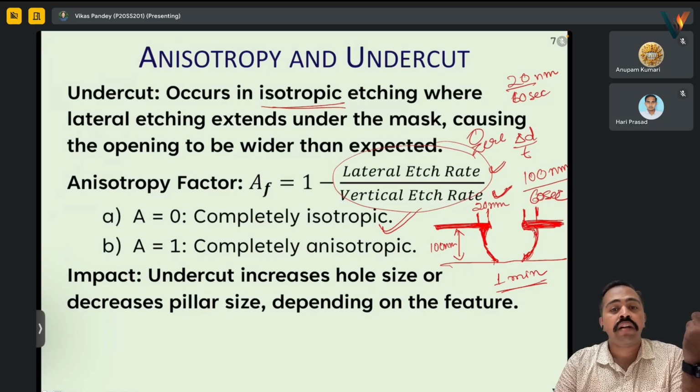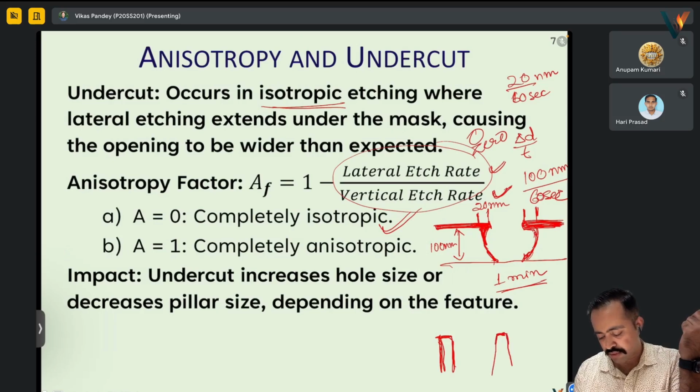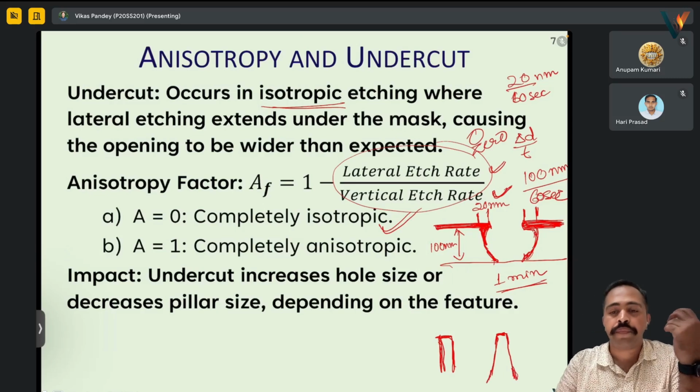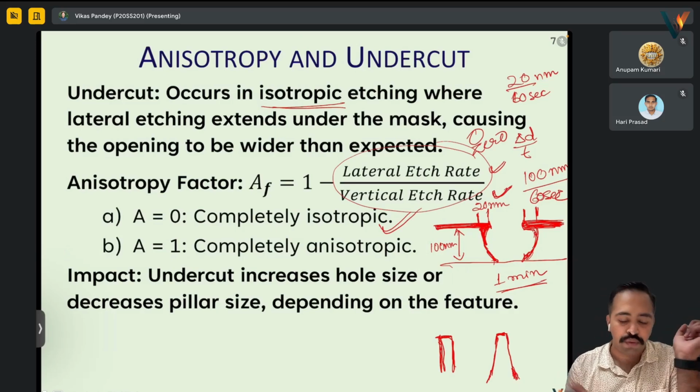Because an undercut will increase the hole size or decrease the pillar size. Here it was fine, but suppose we wanted to create a pillar-like structure, where we wanted to leave this pillar and remove all other things. Due to this undercut, the structure that we will get can be somewhat like this instead of a vertical pillar. So this is an important factor: how much is the anisotropy factor of the etching process we are going to follow?